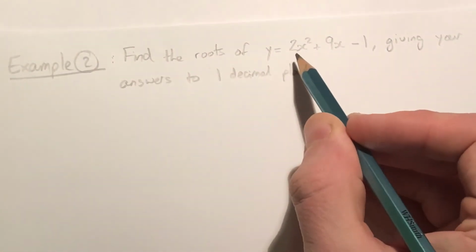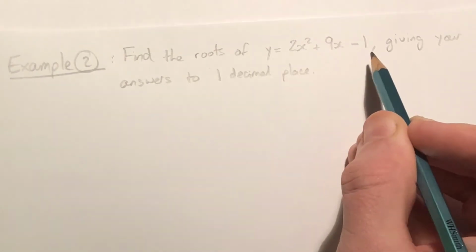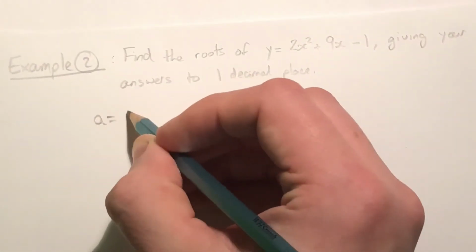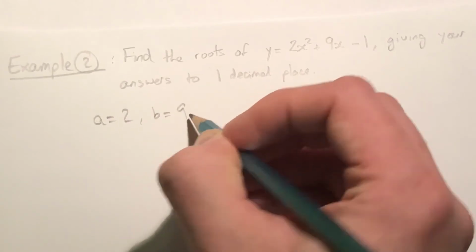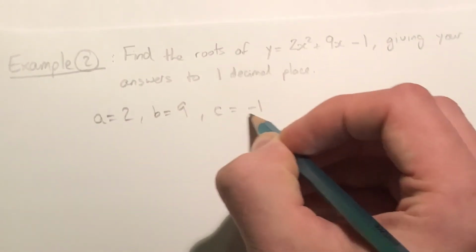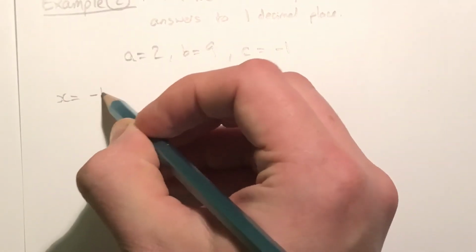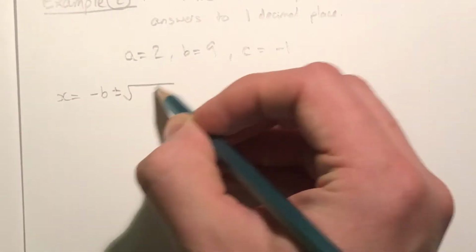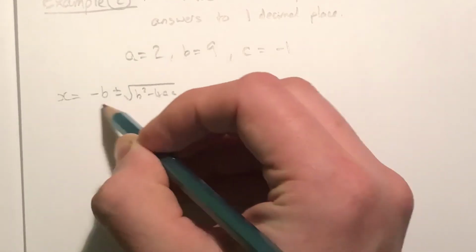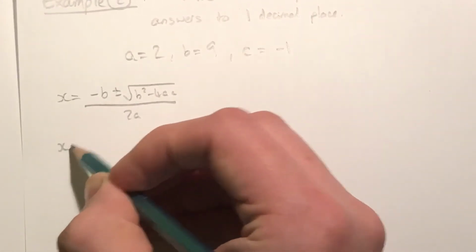This time we've now got A is 2, B is 9, and C is negative 1. So we'll write them down first. A is 2, B is 9, and C is negative 1. Right, our formula, x equals minus b plus or minus the square root of b squared minus 4ac all over 2a. And we'll shove our numbers in.